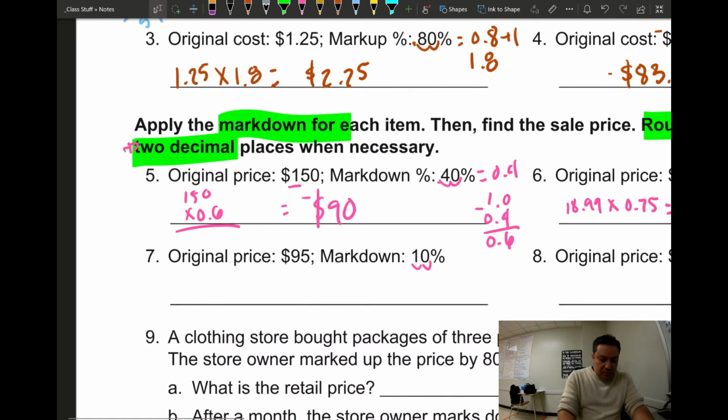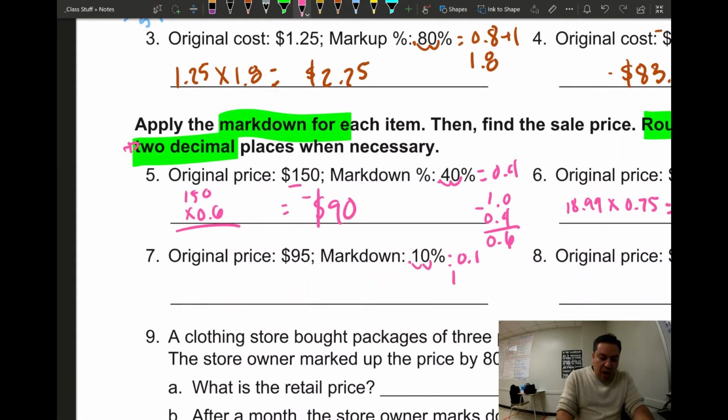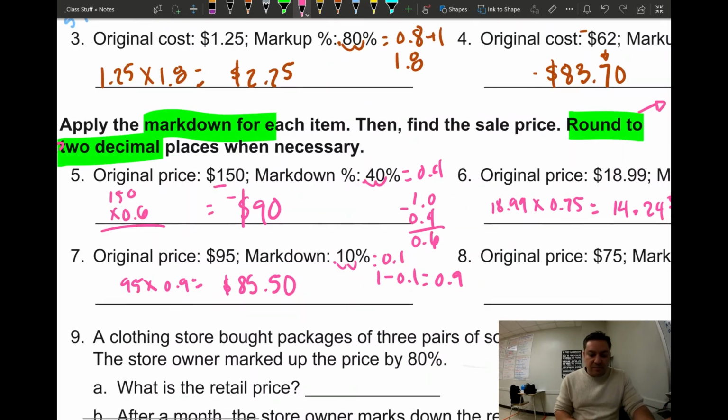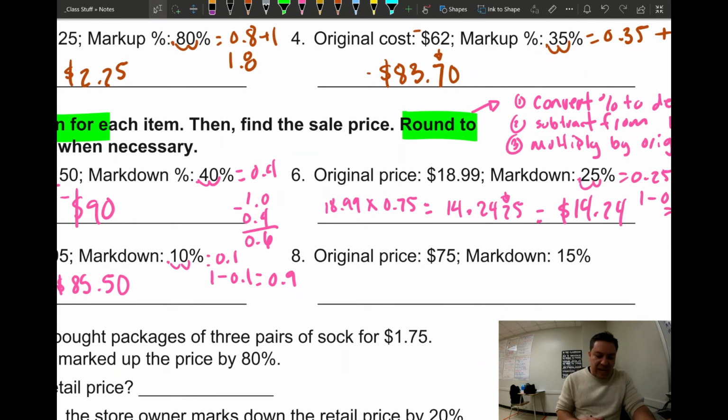Convert to decimal. So this is 0.1. So 1 minus 0.1 gives us 0.9. Multiply by the original. 95 times 0.9 gives me 85.5. That's the tens place. So I've got to add a 0 to make it hundreds. $85.50. Did the price go down? It did, as expected.